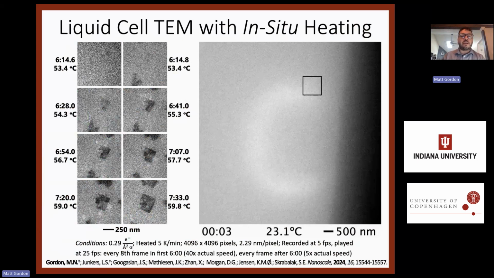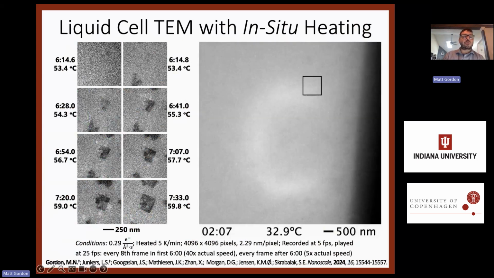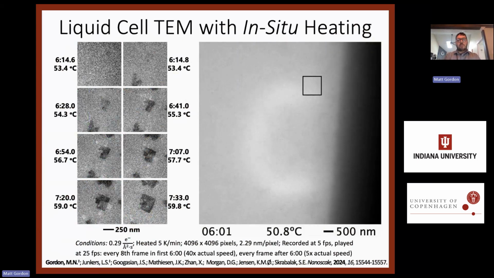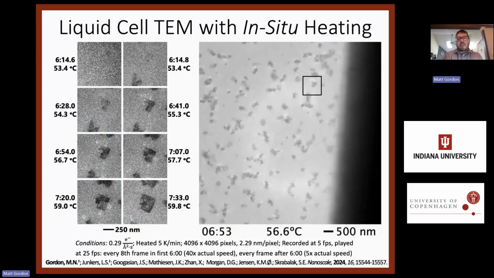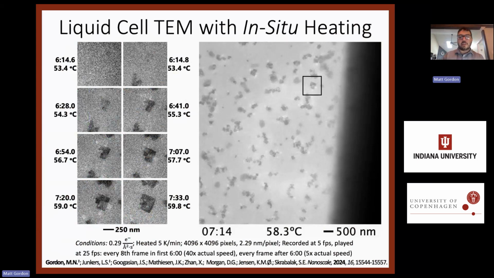I'll show that one additional time where this black box here shows the stills at the left as these products are forming. So it happens just after 6 minutes here at about 53 degrees. We see that burst nucleation, and then the particles become more square and rectangular, and also some of them darken as they become thicker in the C direction.